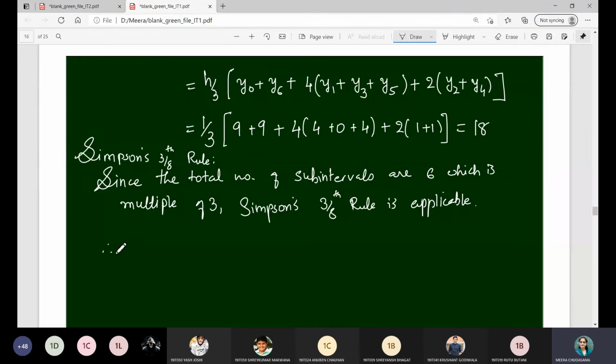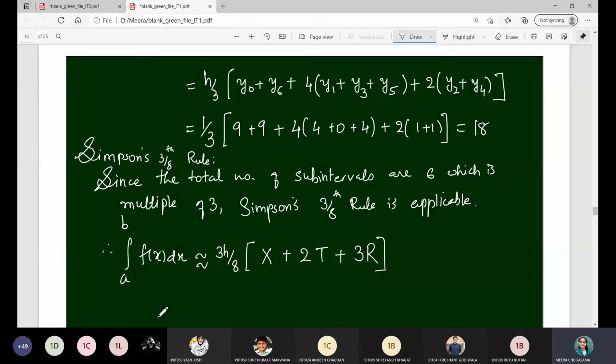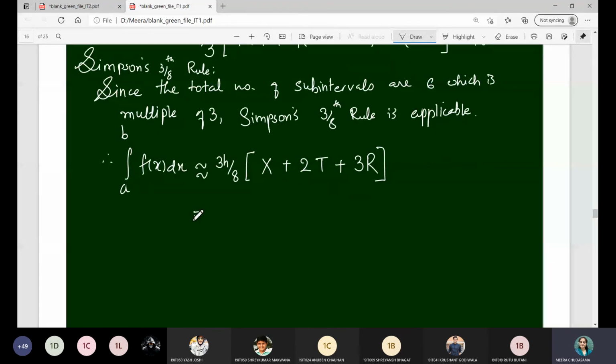right? So therefore integral a to b f of x dx will be approximated as 3h by 8 sum of extreme values plus 2, that is twice summation of y values with suffixes as multiple of 3 plus 3 times remaining values. So what will be in our case? Extreme values, that is y0 plus y6 plus 2.